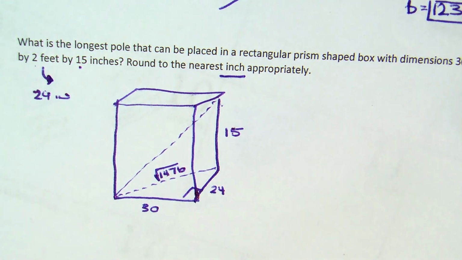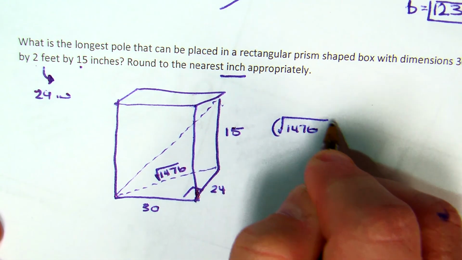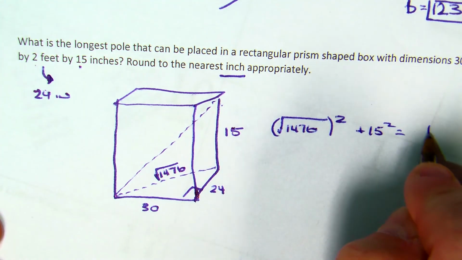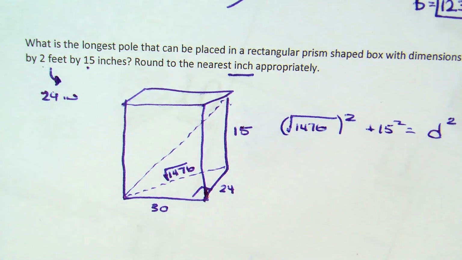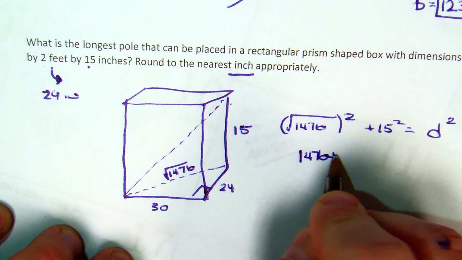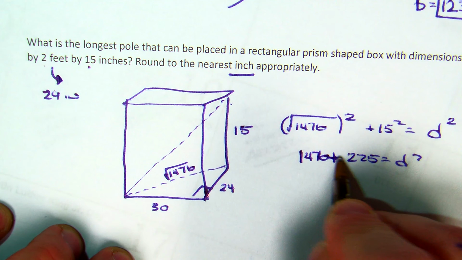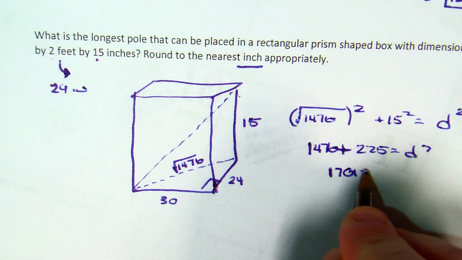And then I'm going to do Pythagorean theorem again. So it's the square root of 1476 squared plus 15 squared equals the final answer squared. I'm going to call it D squared. And from last week, that's the reason I leave it like that, because what happens when I square a square root? What do they do to each other? Cancel out. That's a 1476 plus 15 squared. I apologize for my penmanship. I'm going to add those up, and I get 1701 equals D squared.